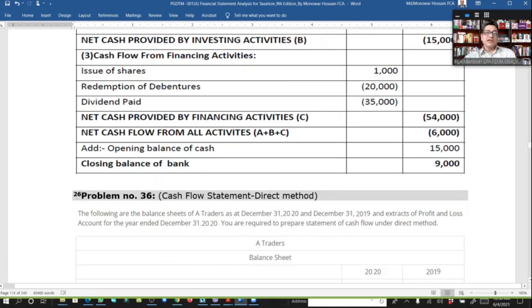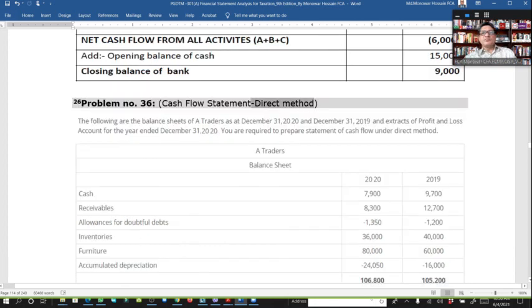And if we see another one, the direct method. Previously we have seen the indirect method, now the direct method.